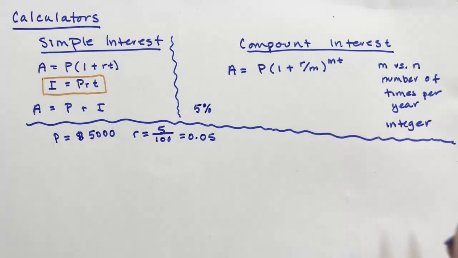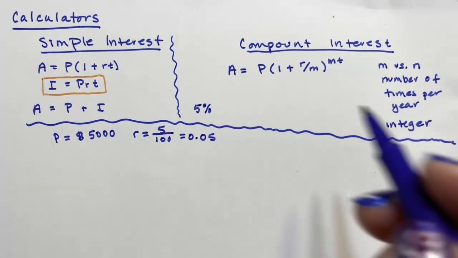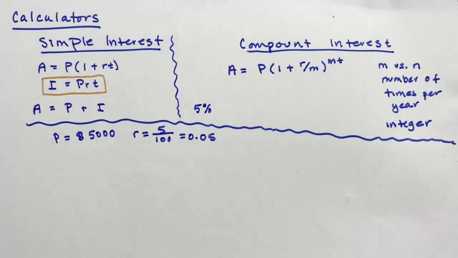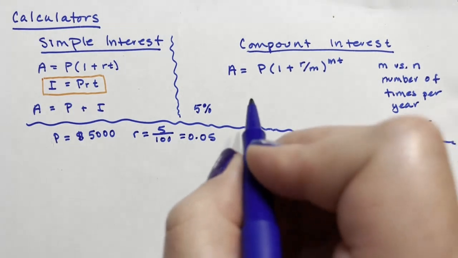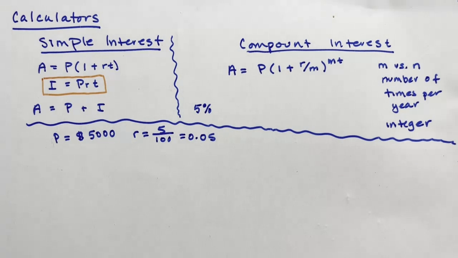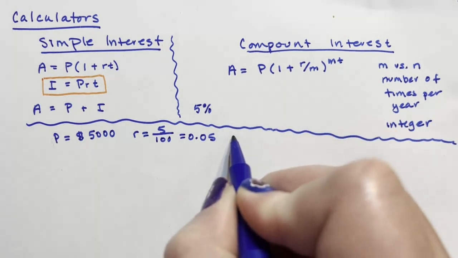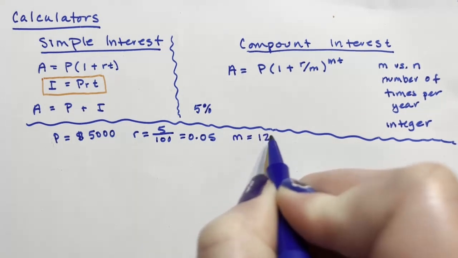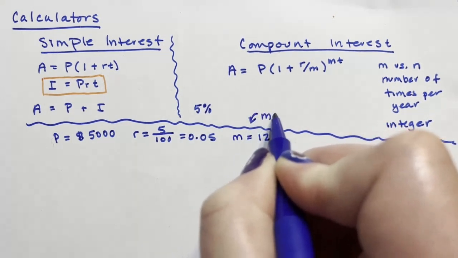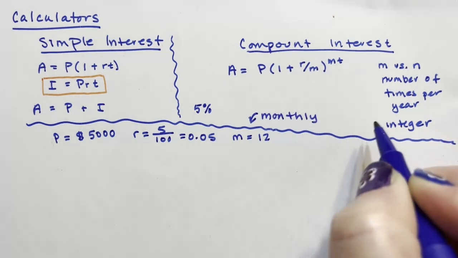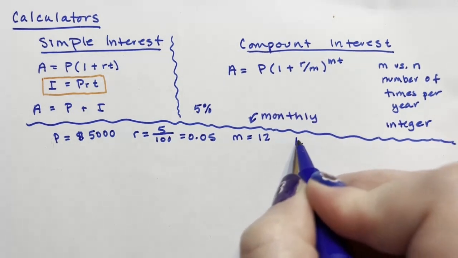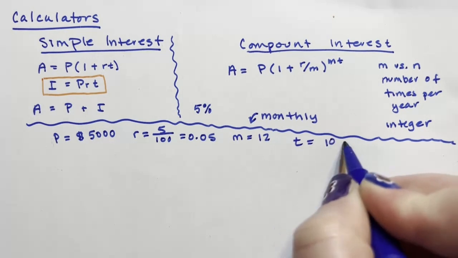And then we'll say compounded. Again, this is number of times per year. We could say monthly, we could say daily. By the way, daily in a math class is always the number of days per year, so 365. We're going to do monthly. So we're going to say that M is equal to 12 because this is monthly. And we're going to say T is, let's just do 10 years.